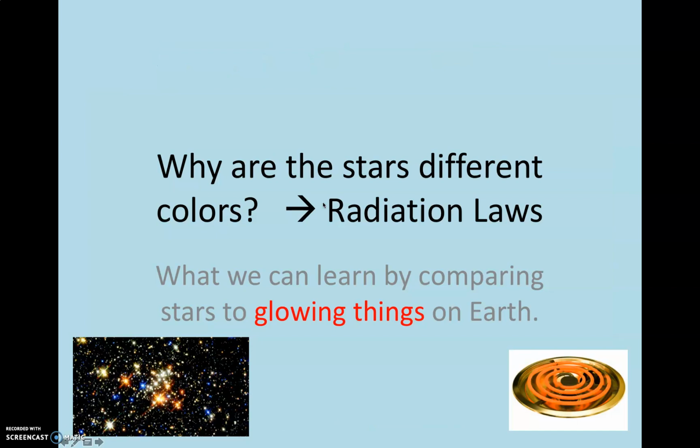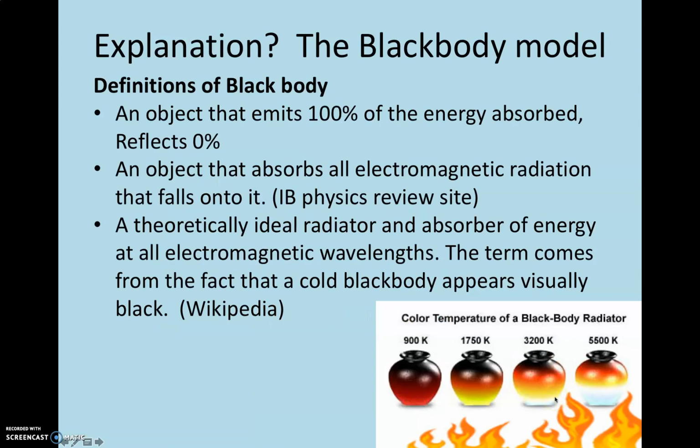And so what we're going to do is think about some radiation laws, and I'm going to have you do a little lab up next to try to learn one of these radiation laws. We're going to do that by thinking about what it means when something is glowing. You've seen things glowing here on Earth. Maybe you have an electric stove that glows. We can explain things glowing using something called the black body model. And an electric stove is a very good example of a black body model.